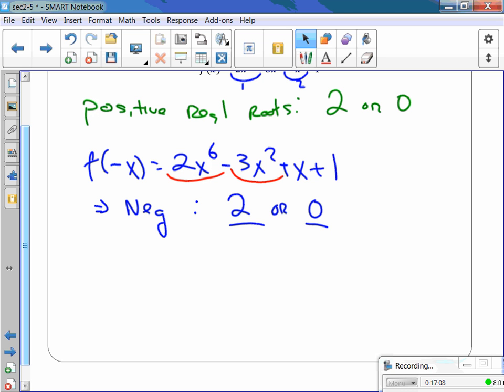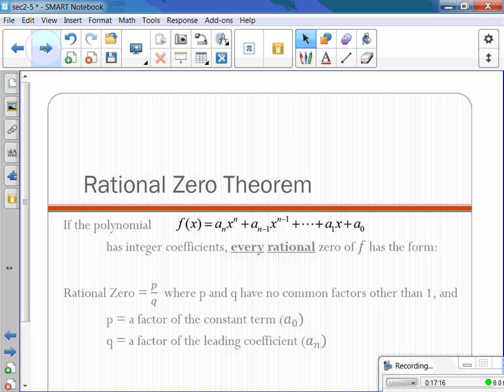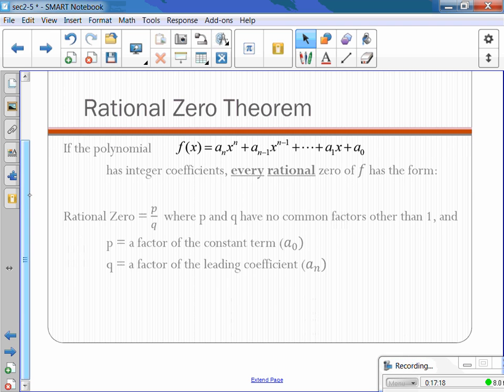But that's not the only tool that we're going to use. We also want to talk about the rational zero theorem. We have our polynomial f of x equals a sub n x to the n, always down to the constant term a naught. With our integer coefficients, every rational zero is going to have the form of p over q. What is a rational number?